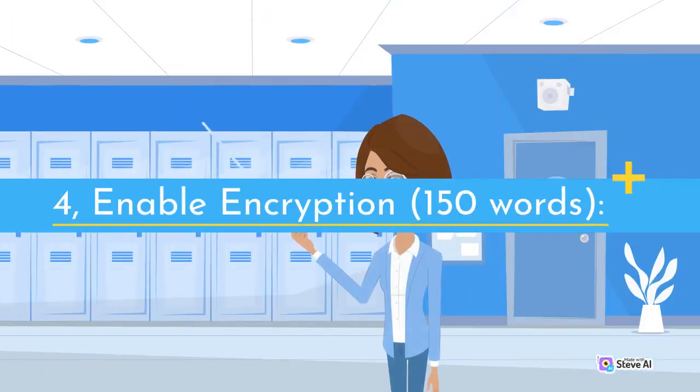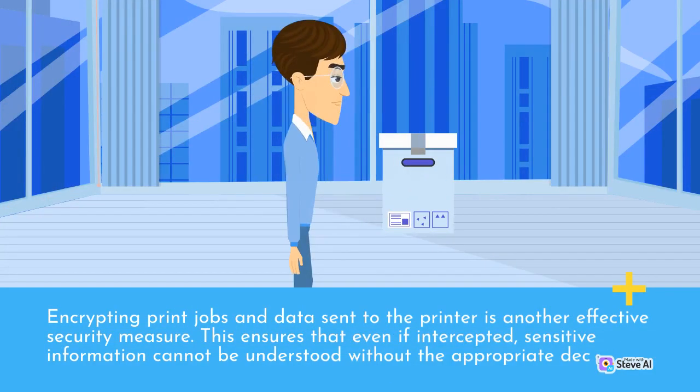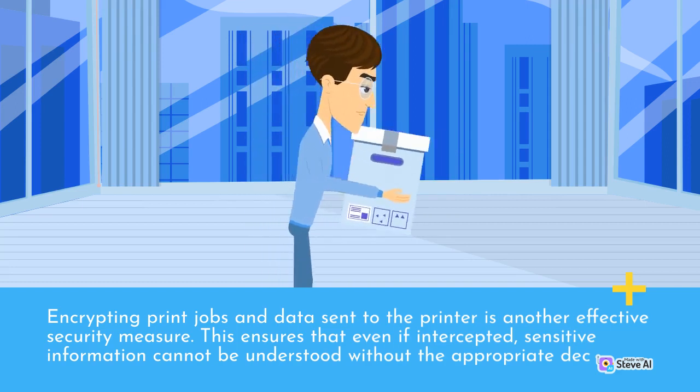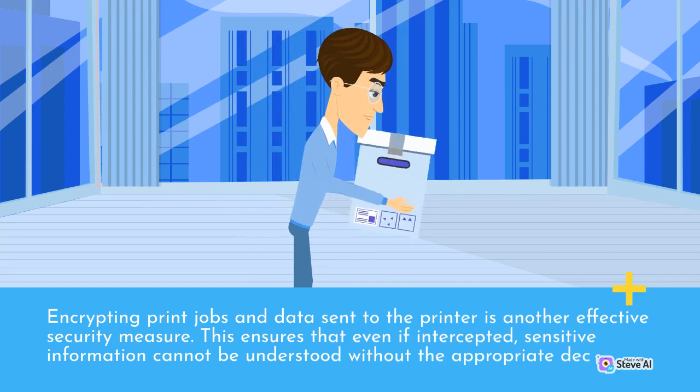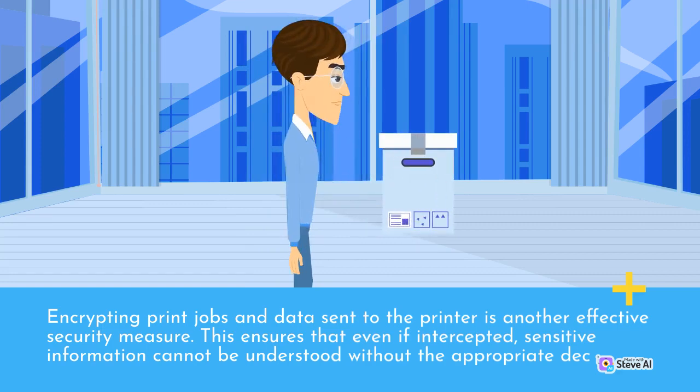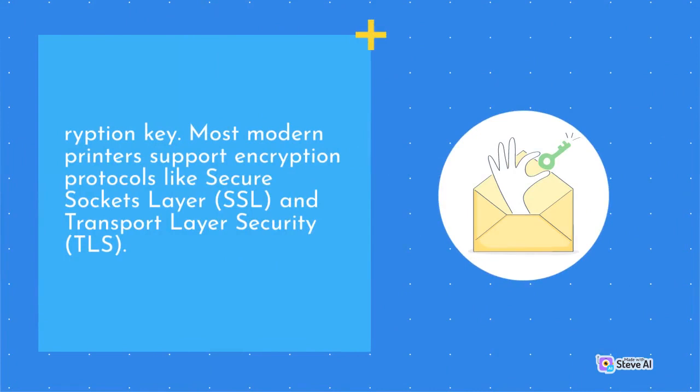4. Enable encryption: 150 words. Encrypting print jobs and data sent to the printer is another effective security measure. This ensures that even if intercepted, sensitive information cannot be understood without the appropriate decryption key. Most modern printers support encryption protocols like Secure Sockets Layer (SSL) and Transport Layer Security (TLS).